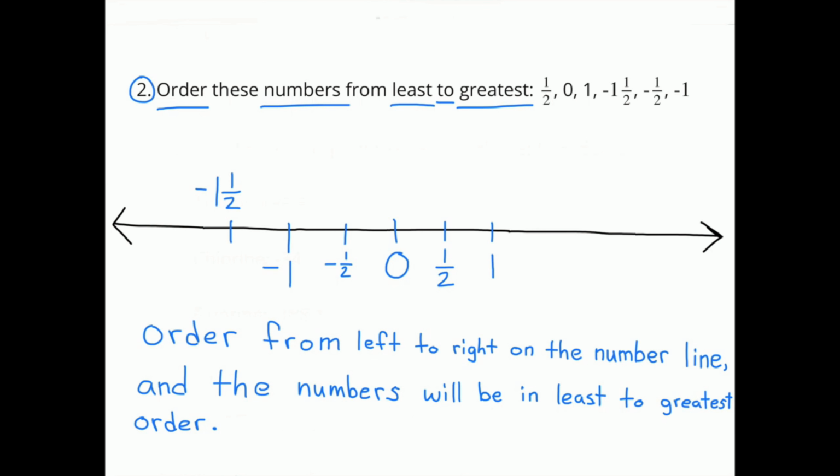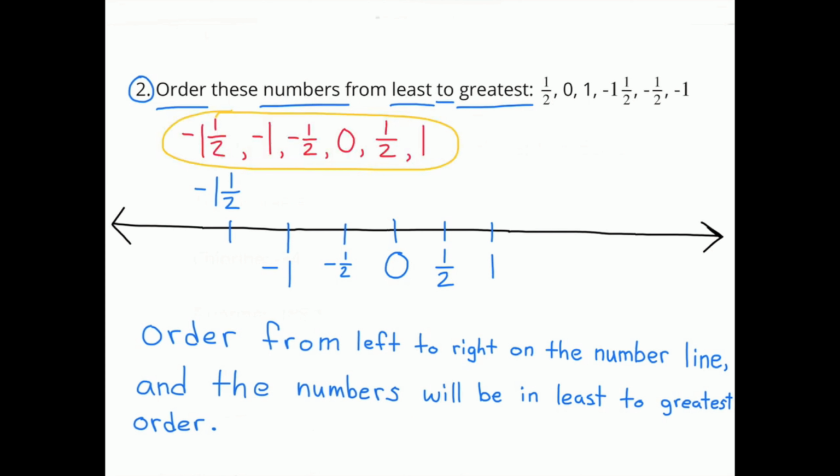To the left of my 0, I have negative 1/2. To the left of negative 1/2, I have negative 1. And to the left of negative 1, I have negative 1.5. Order from left to right on the number line, and the numbers will be in least to greatest order. So negative 1.5 is the smallest number in this group, and positive 1 is the largest number in this group.